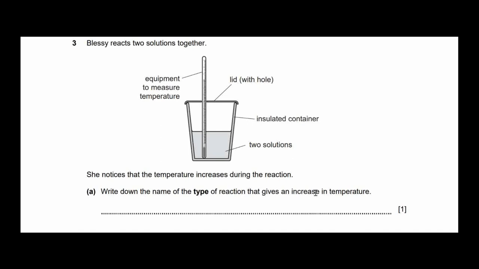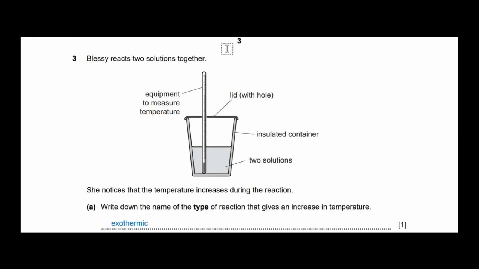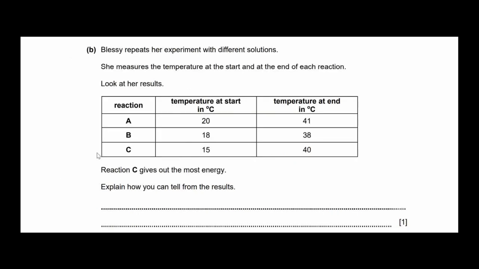Alright, let's open up the answer now. It's an exothermic reaction, which gives an increase in temperature, while an endothermic reaction will give a decrease in temperature. Exothermic gives an increase in temperature since it releases heat to the surroundings. Let's move on. Question B.